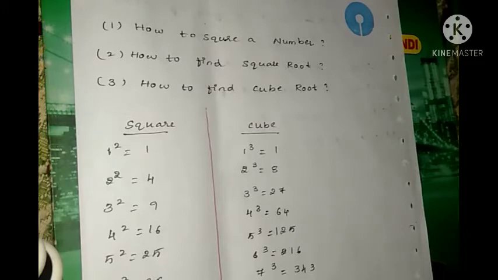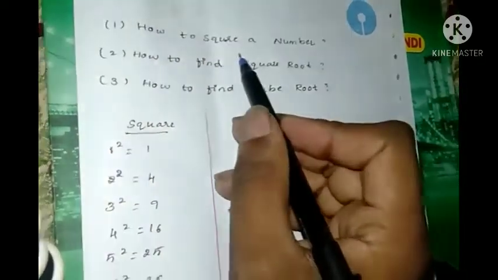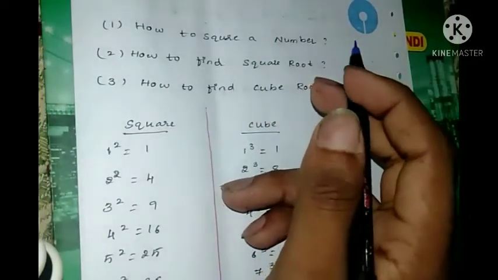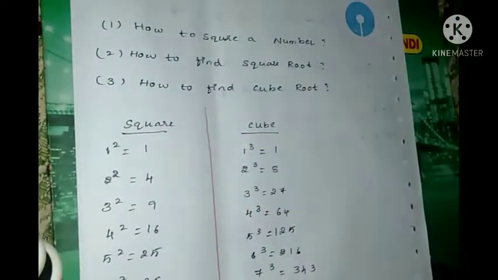In most exam questions, they ask the square of a two digit or three digit number, or they ask to find the square root of a two digit or three digit number. This video is helpful for government job aspirants and for beginners who learn mathematics. This video is very useful, please watch till the end.